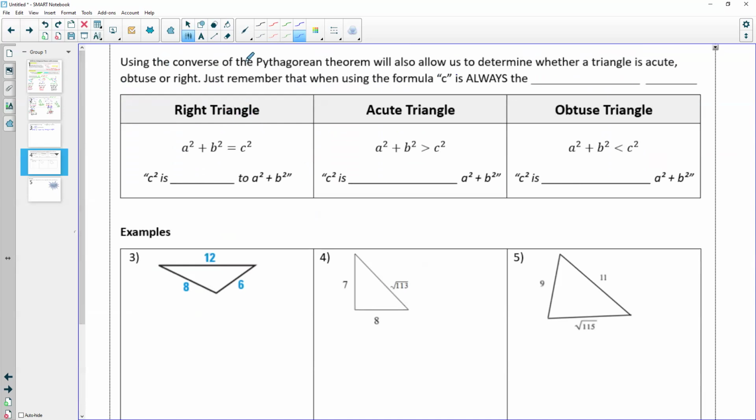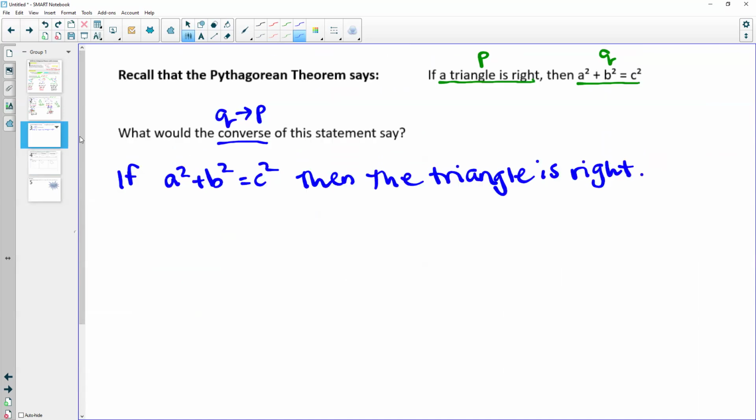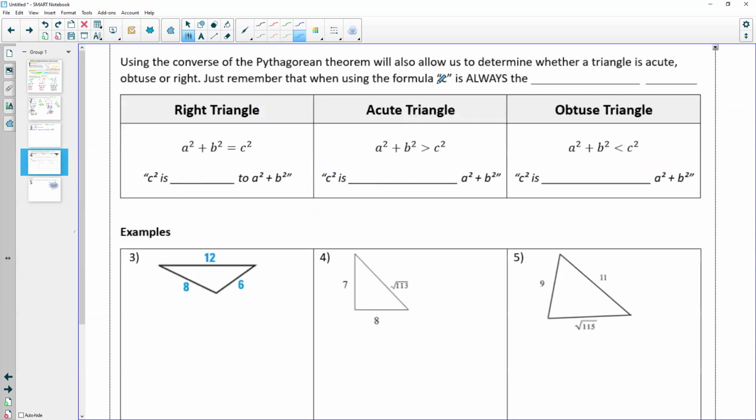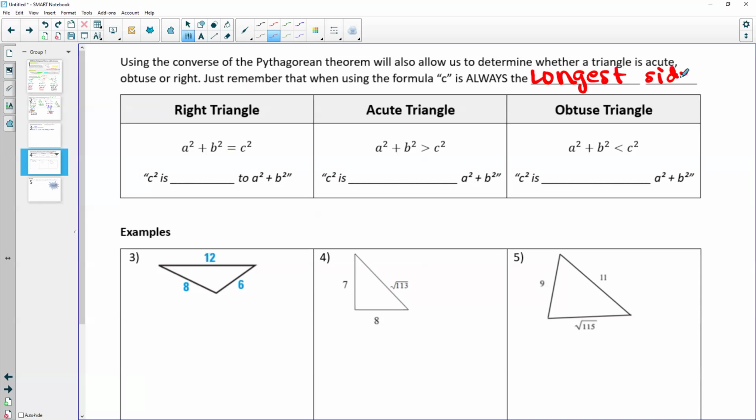Okay. When we use the converse of the Pythagorean theorem, which is literally what we just wrote here in blue, not only does it tell me if it can be a right triangle, but it's also going to be able to tell me if it's acute, obtuse, or right. The only thing that you need to make sure that you remember is when doing this, remember that when using the formula, your C in Pythagorean theorem is always the longest side. Okay, that is super important. So make sure that C is the longest side when you're doing these problems.